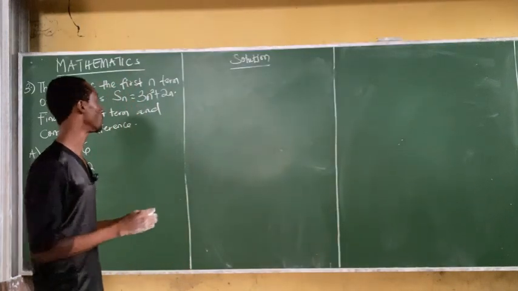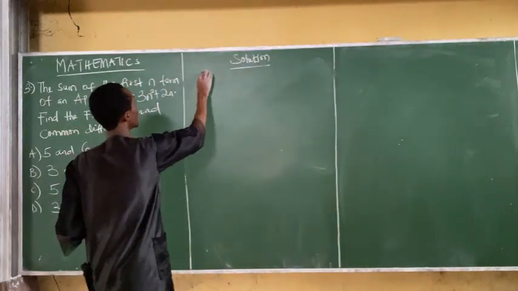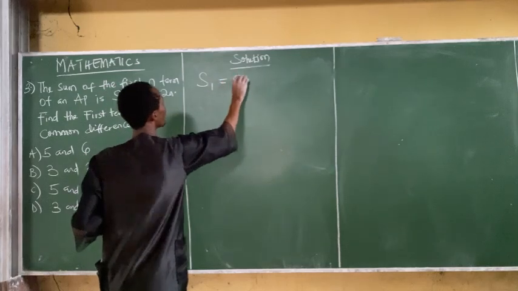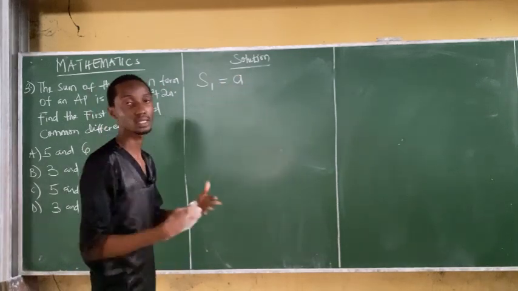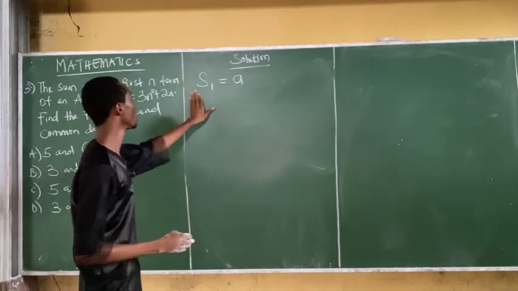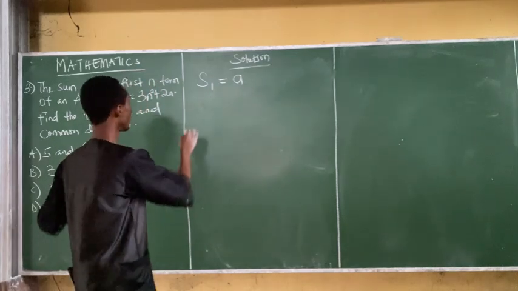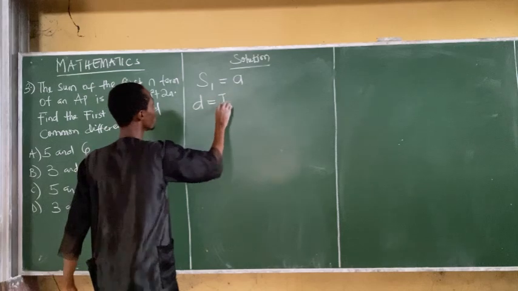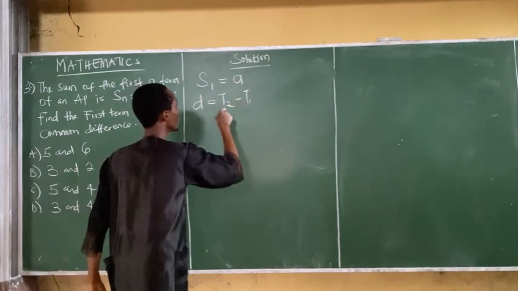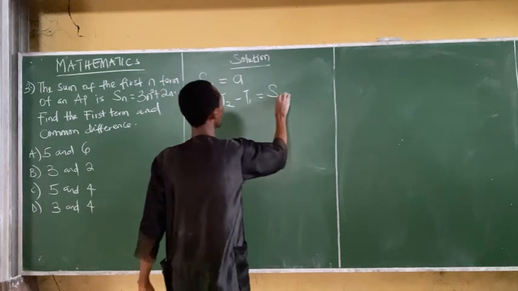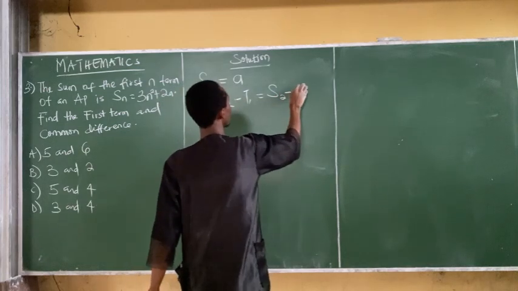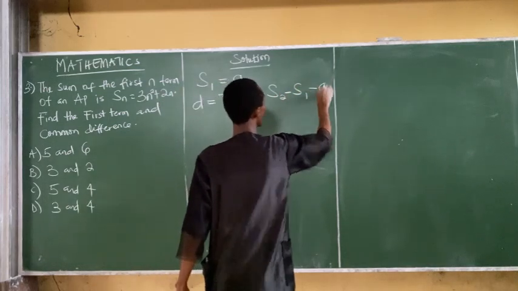Remember that the first term is given by this formula: S1 is equal to A, where A here stands for the first term. We also know that D, the common difference, is equal to T2 minus T1, which is the second term minus the first term, which is equal to the sum of the second term minus the sum of the first term minus A.